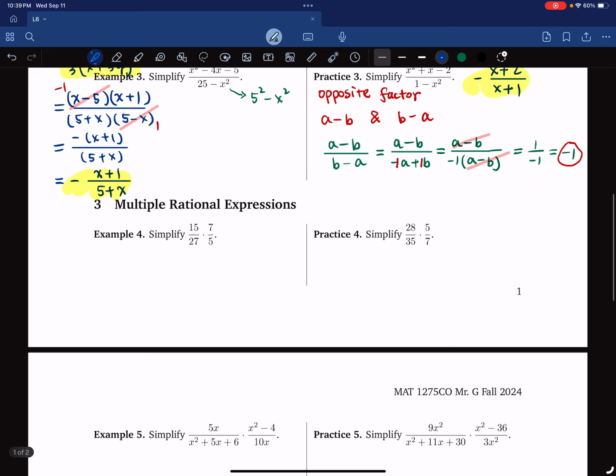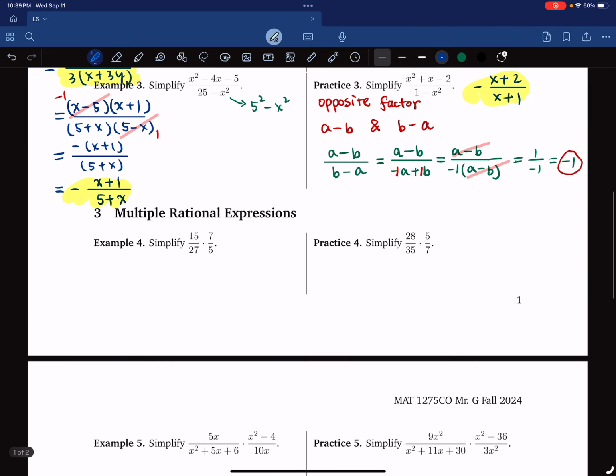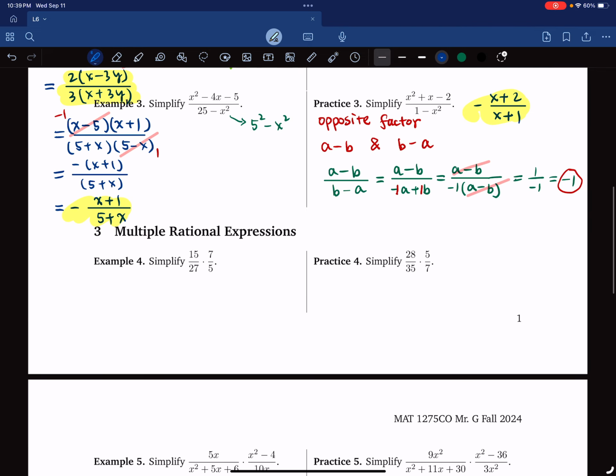All right, moving on to section 3. Section 3 is about multiplying rational expressions. And we're going to do a review of multiplying fractions in example 4 and practice 4. We have been discussing this recently.